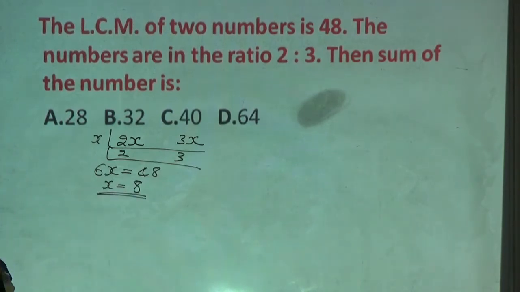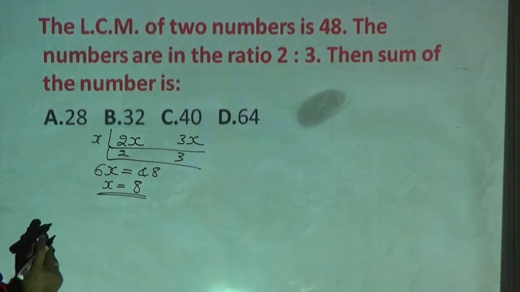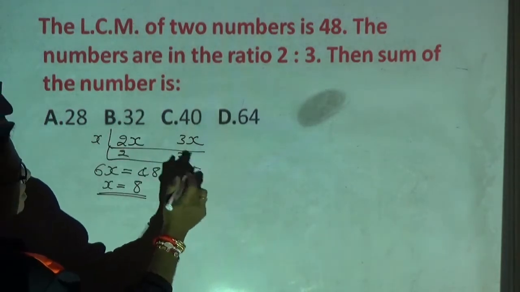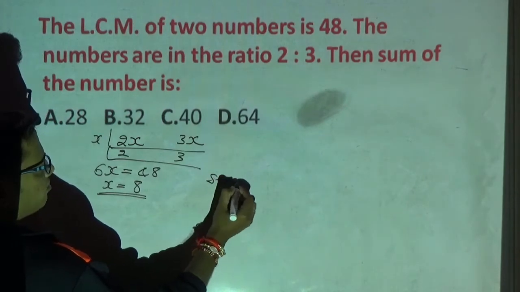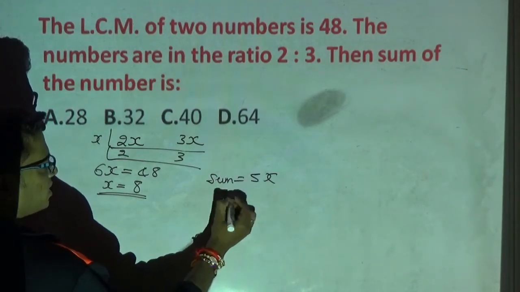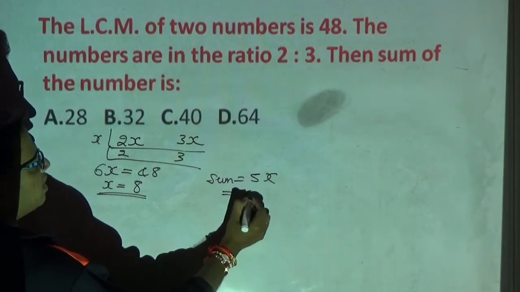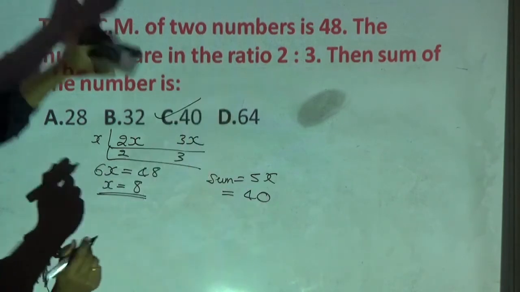Okay, now I need to find out the sum of the numbers. What is the sum of the numbers? The two numbers are 2x and 3x, so the sum is 5x. What is your x? 8. 8 5s are what? 40. The answer for this question is option C.